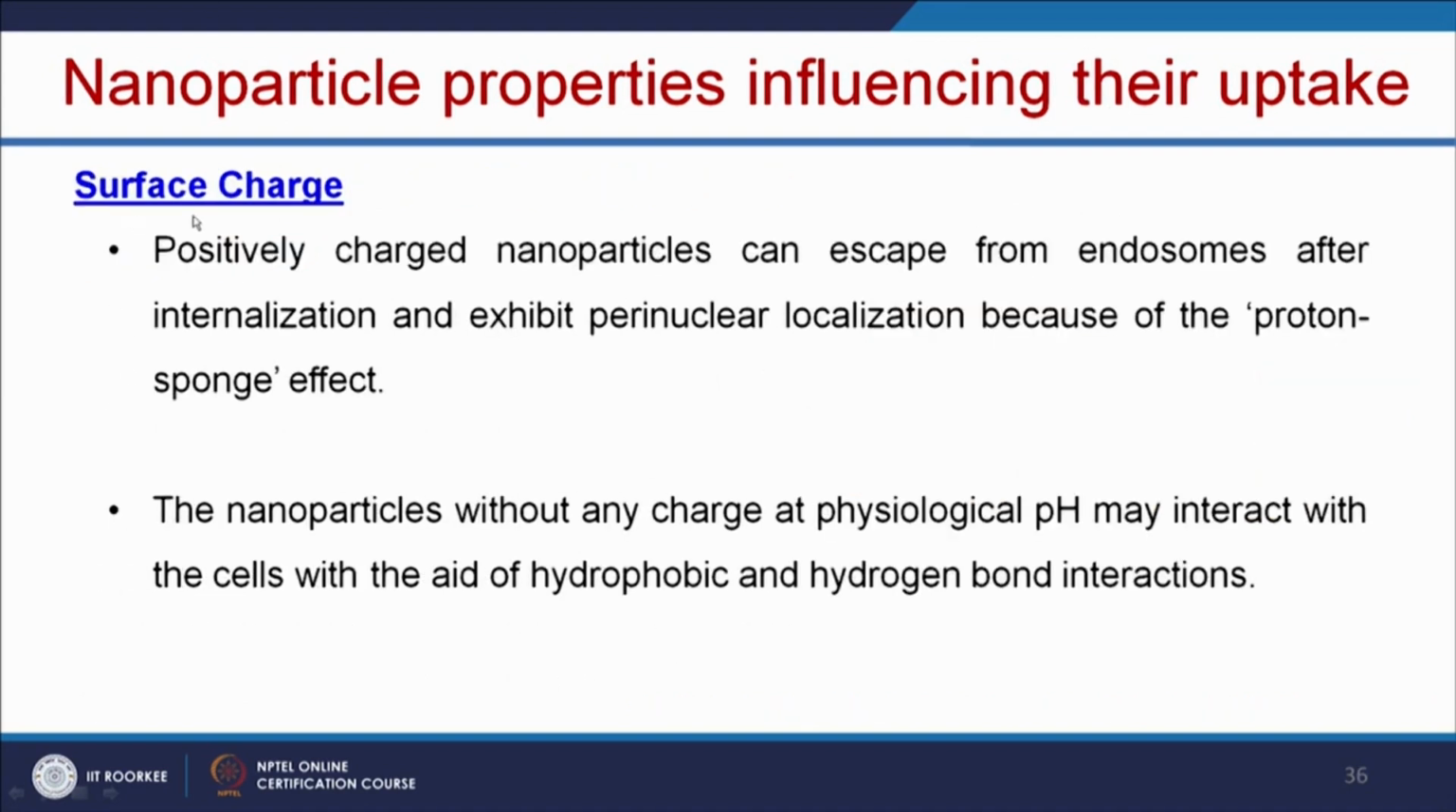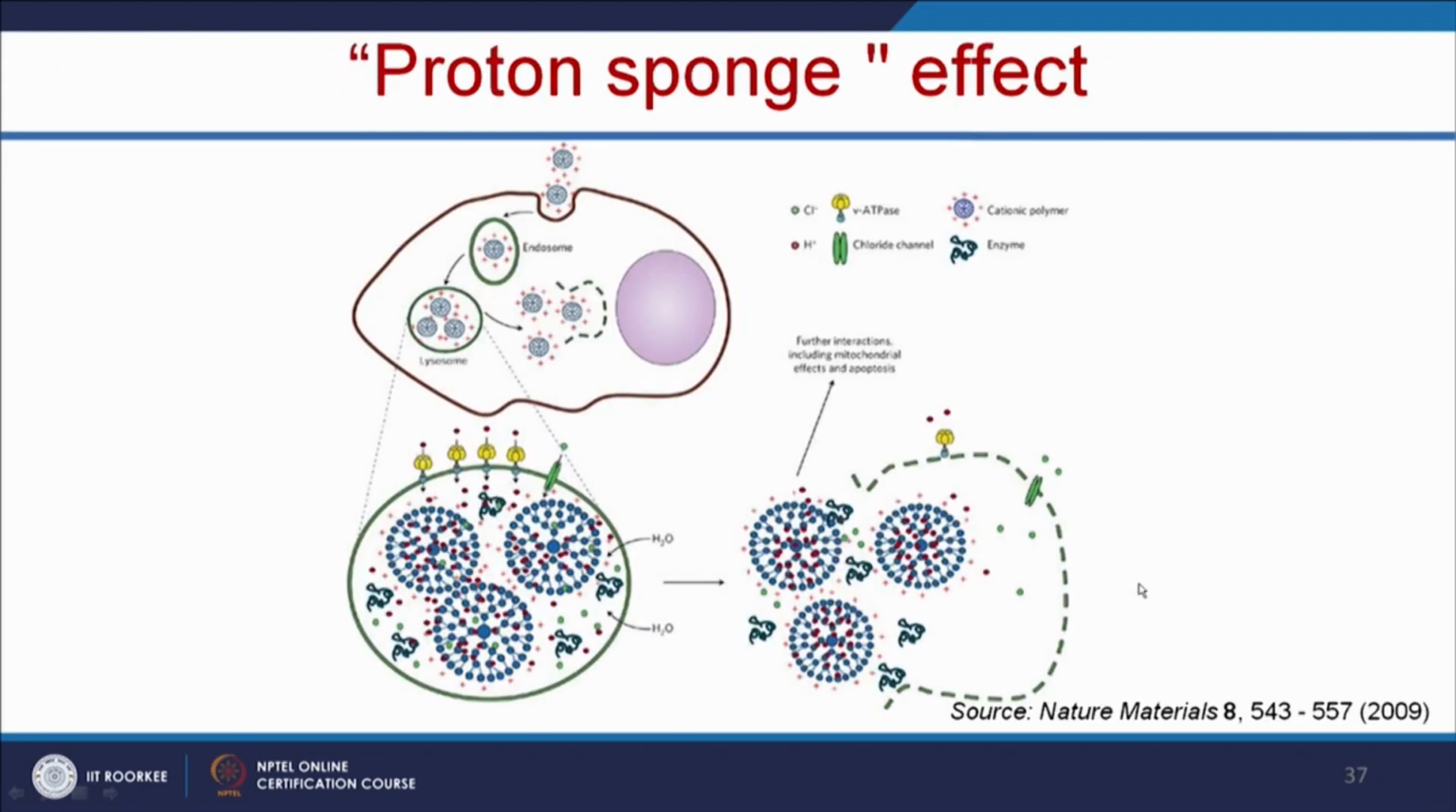And let us see the role of surface charge. Here the positively charged nanoparticles can escape from endosomes after internalization, and they exhibit a perinuclear localization because of the proton sponge effect. And the nanoparticles without any charge at physiological pH may interact with the cells with the aid of hydrophobic and hydrogen bond interactions. So let us see what the proton sponge effect is.